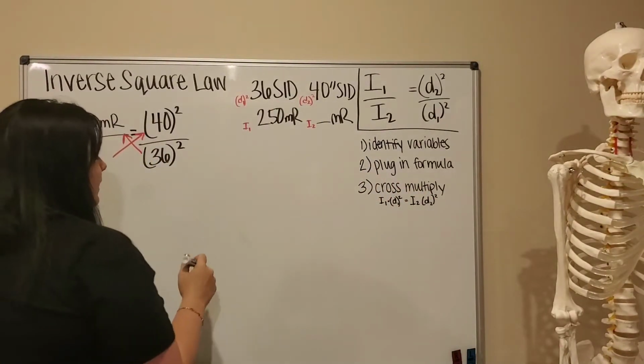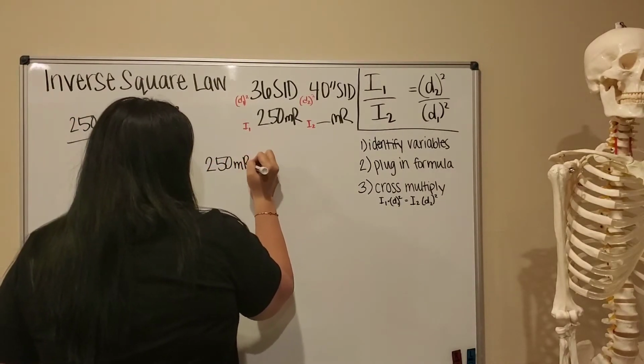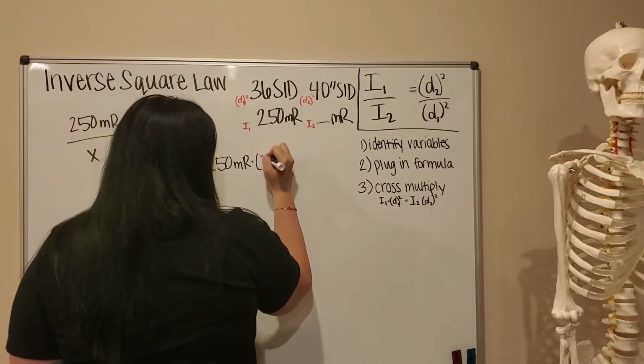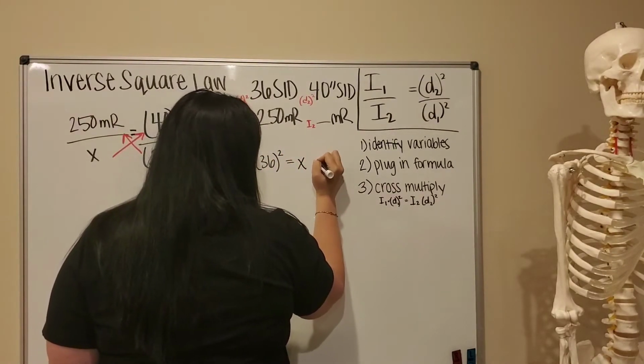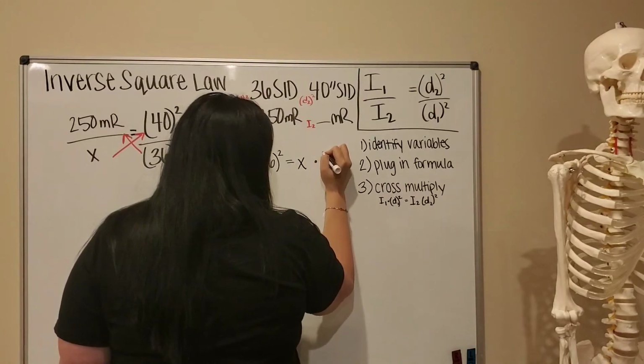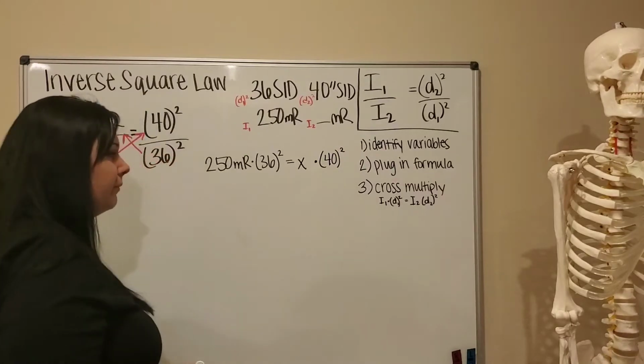Using the numbers that we've been given, that's going to be 250 millirem times 36 squared, which is equal to our intensity 2 unknown, times 40 distance 2 squared. Okay?